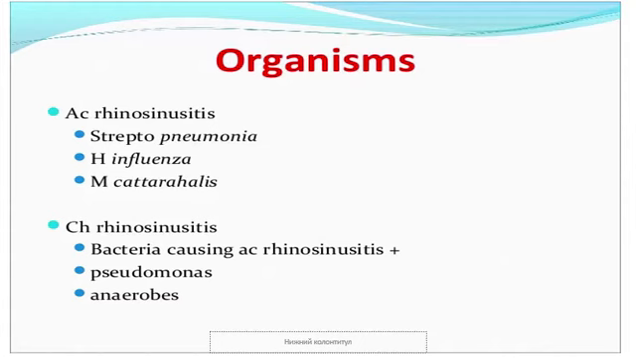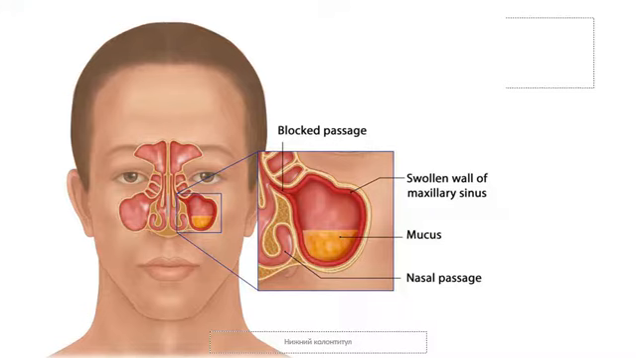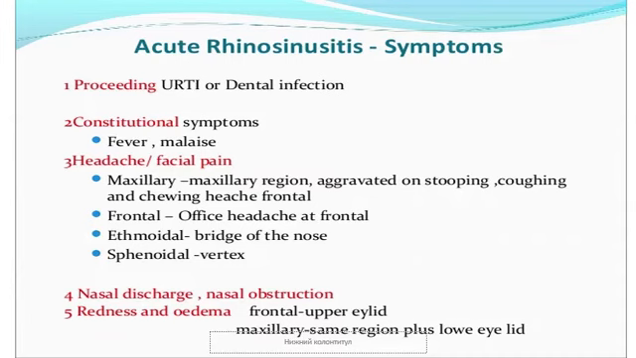Okay, the microorganisms that are etiological factors during acute rhinosinusitis are Streptococcus pneumoniae, Haemophilus influenzae, and Moraxella catarrhalis. During chronic rhinosinusitis, there are the bacteria causing acute rhinosinusitis plus Pseudomonas aeruginosa and anaerobes. And here we can even see the air fluid level of the mucus.